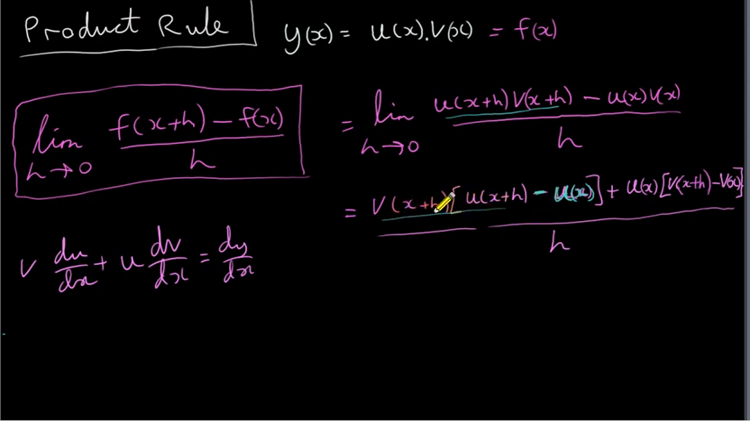So that gives us v of x plus h times u of x. Or actually minus v of x plus h times u of x. That doesn't appear in this. So we have to compensate by having it here. u of x here multiplied by plus v of x plus h.